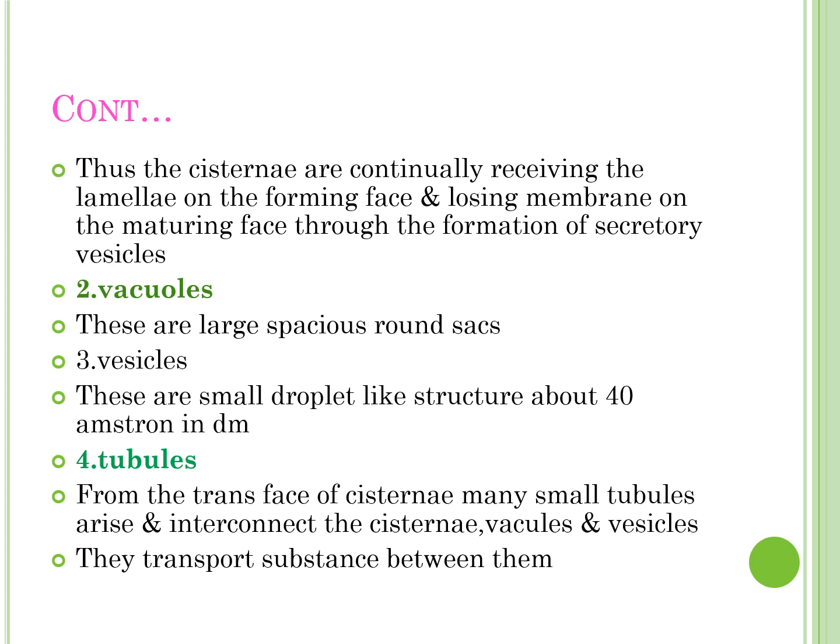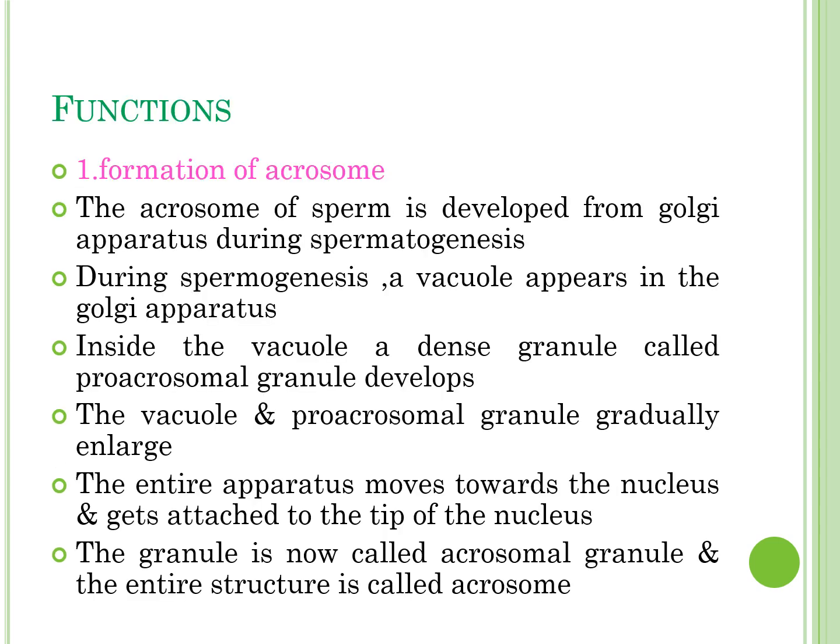The second part is vacuoles. They are large, spacious, round sacs. The third one is vesicles. These are small droplet-like structures about 40 angstrom in diameter. And the next part is the tubules. From the trans phase of cisternae, many small tubules arise and they interconnect the cisternae, vacuoles and vesicles, and they transport substances between them.